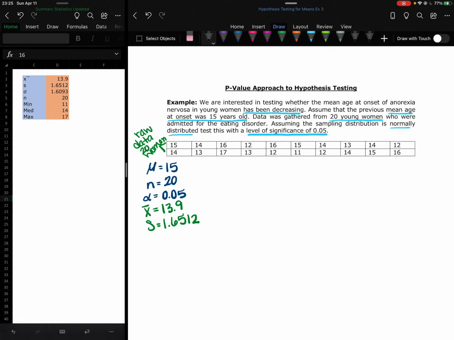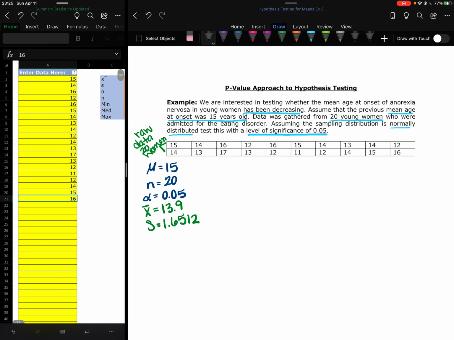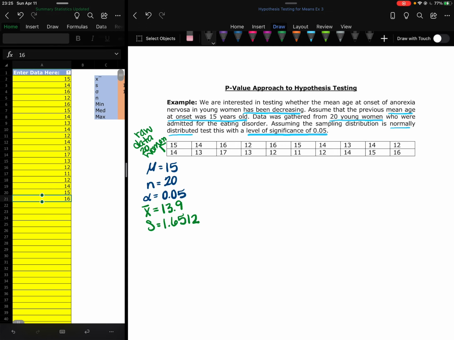So if you are presented with raw data, the problem doesn't tell you what the mean and the standard deviation are. It gives you the 20 ages. You can go in and you can calculate the mean and the standard deviation for the data set. And then you continue with the hypothesis test as you normally would.